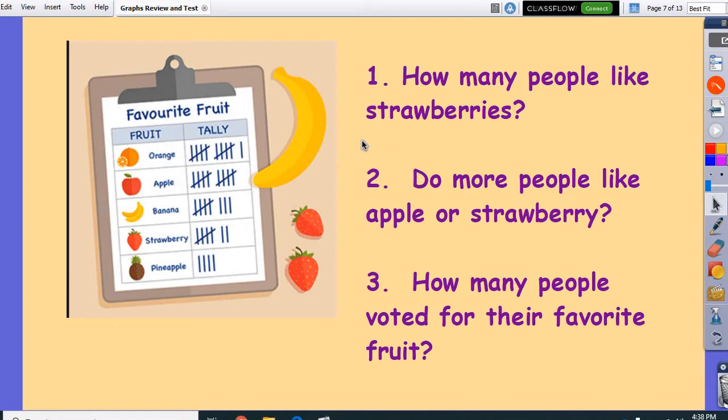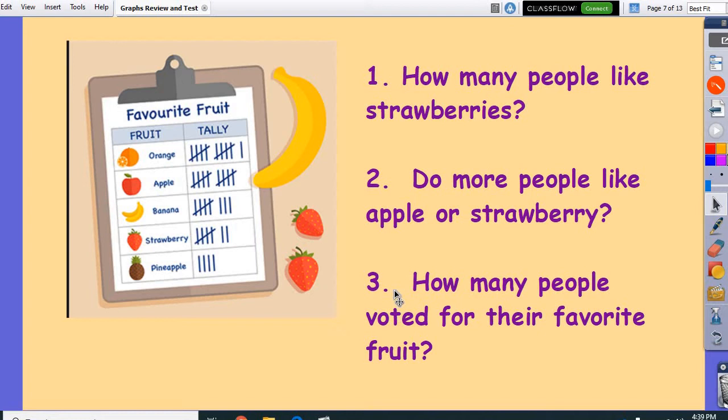Number 2. Do more people like apple or strawberry? And remember, you can always pause it if you need to. If I go on without you, you can pause it and then restart when you're ready.